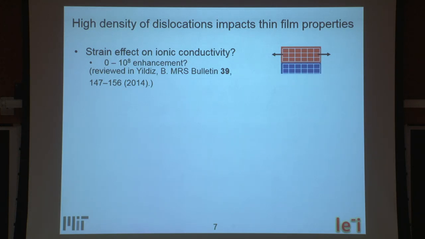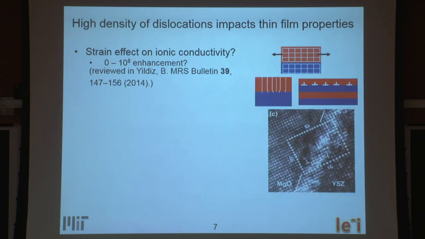But the problem is the results in the literature were super scattered. By the time we started this project, there were 8 orders of magnitude difference between different results. Like, people say we get no enhancement at all in their thin film sample. And some of the people say, well, we see 3 orders, 5 orders, or 8 orders of magnitude enhancement in their thin film sample. So it's very controversial.